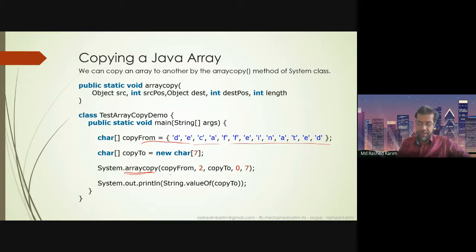For this array copy, you just put the variable here, and you fix from which position. 0, 1, 2. That means 2 is C. From C, copy to 0 position. That means from here it is 0 to 7: 0, 1, 2, 3, 4, 5, 6, 7. Up to this, it will be copied to this variable. So this is the copy to.